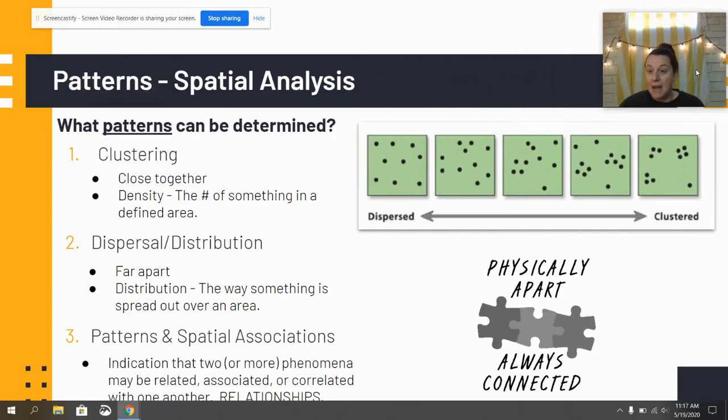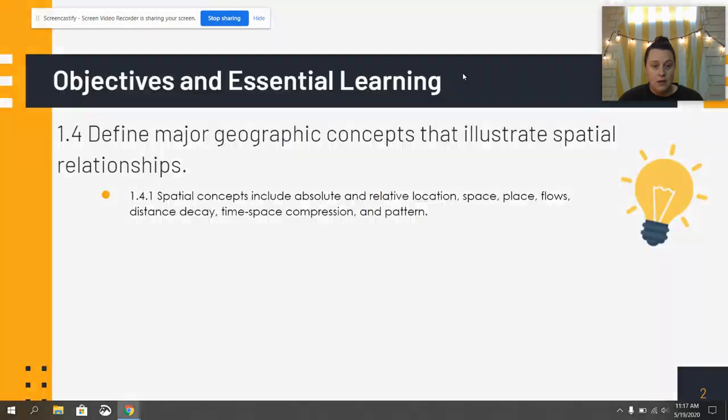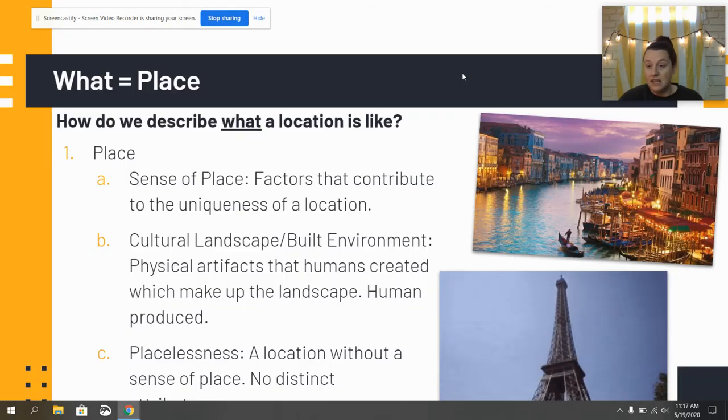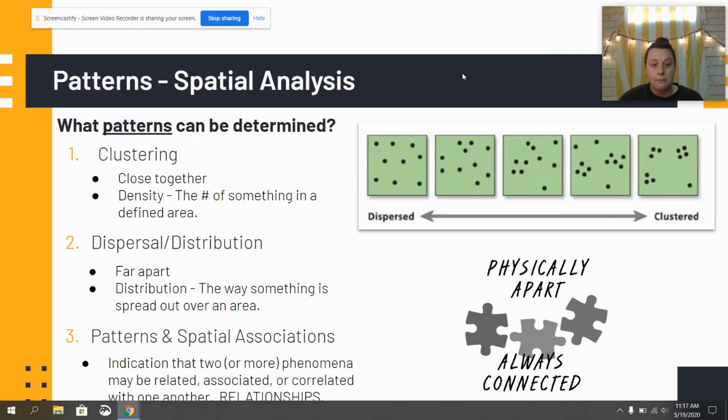So let's talk about patterns now, right? We just talked about how do we describe what a location is like? How do we describe where a place is located? And so now let's talk about patterns. We've already discussed these in a previous video.